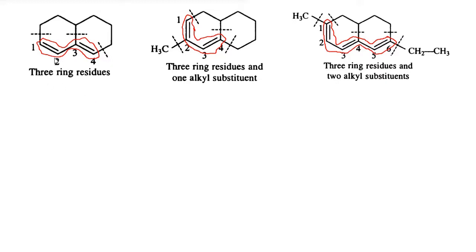For example, in the first case, first of all we have to determine what our system is, that is, a homoannular diene system or a heteroannular diene system. In this case it is a heteroannular diene system. See, it is marked in red ink, and you can see there are three dotted lines marked for ring residues, and these ring residues are directly attached to our system, the conjugated diene system. So this molecule has three ring residues.